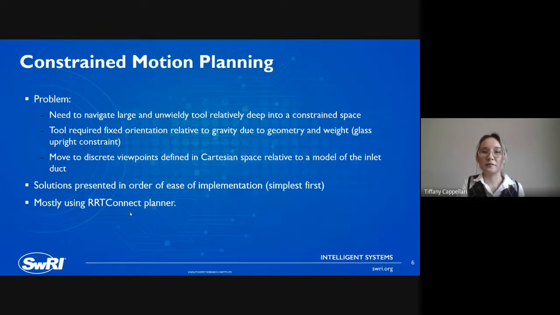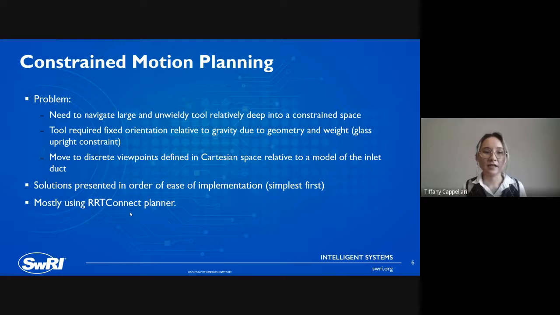The problem here becomes constrained motion planning. As you've seen, the tool is quite large and unwieldy, and we need to insert it into the duct, which is a pretty constrained space. It also needs to be in a fixed orientation in order to take these X-ray images, so I'll be calling this the glass upright constraint. We also want to be able to move to discrete viewpoints that are defined in Cartesian space relative to the inlet duct.